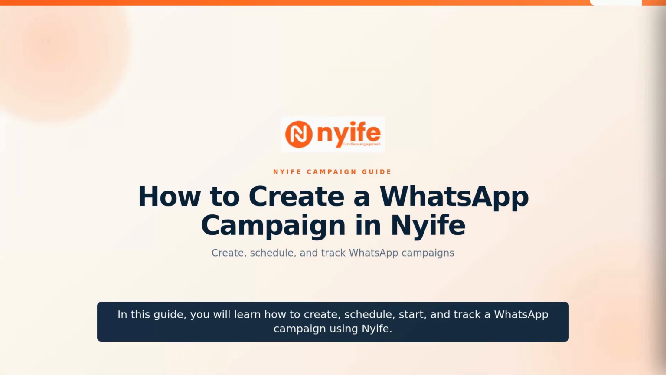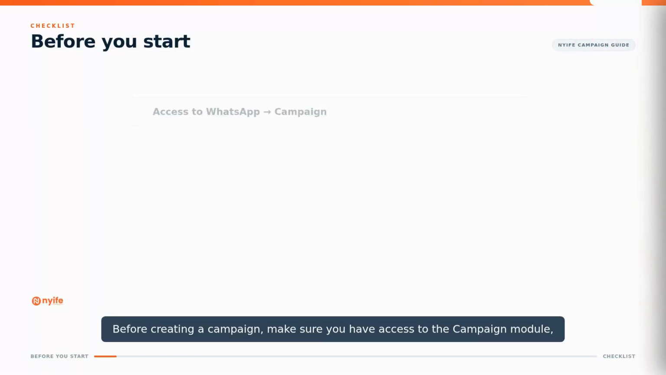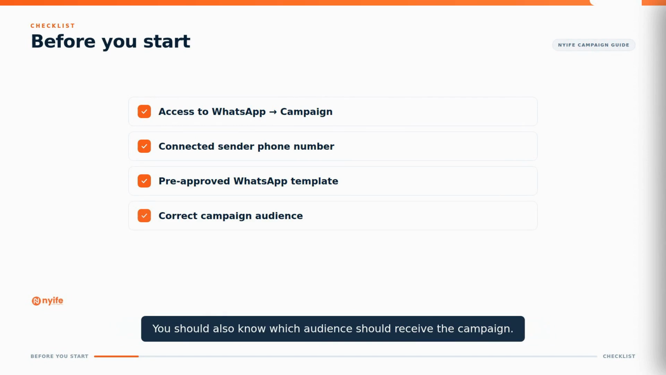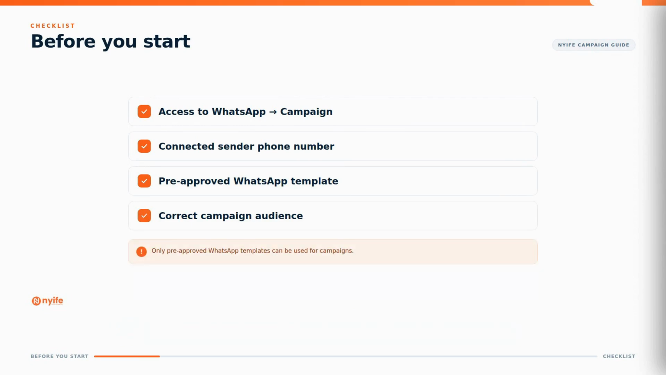Welcome to Nyife. In this guide, you will learn how to create, schedule, start, and track a WhatsApp campaign using Nyife. Before creating a campaign, make sure you have access to the campaign module, a connected send or phone number, and a pre-approved WhatsApp template. You should also know which audience should receive the campaign.